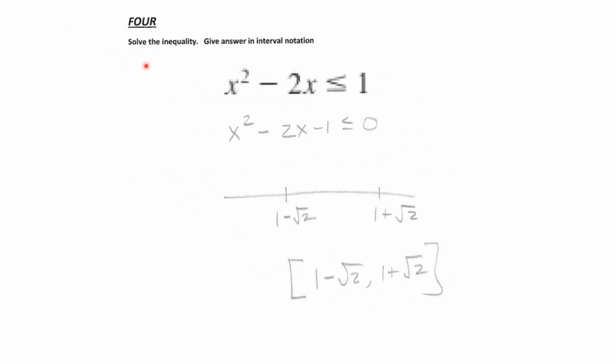Problem number 4. You were to solve this inequality. You get everything on the same side of the equal sign, and you factor it. You find that the roots occur at 1 minus root 2 and 1 plus root 2. It turns out that 0 is in this interval, and so you can check to see that in fact it's the closed interval between the two that is the solution.